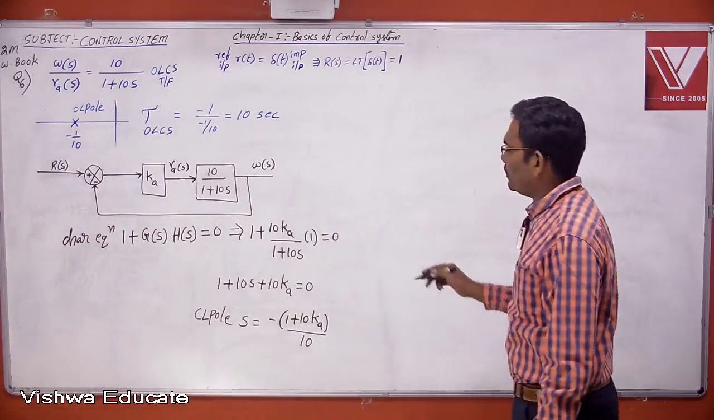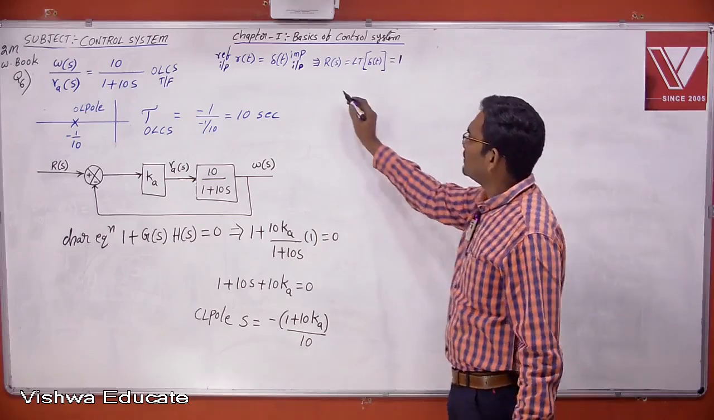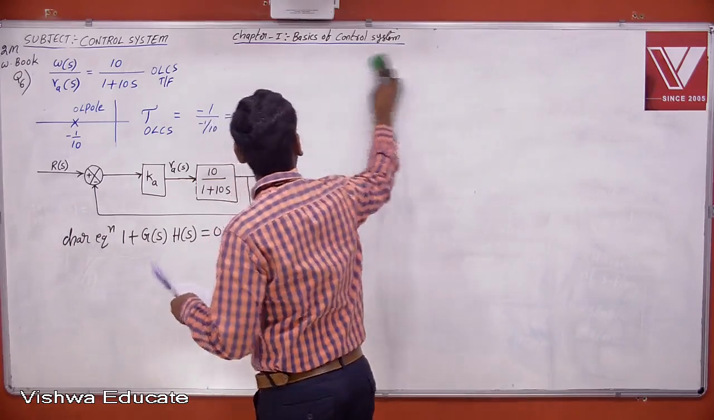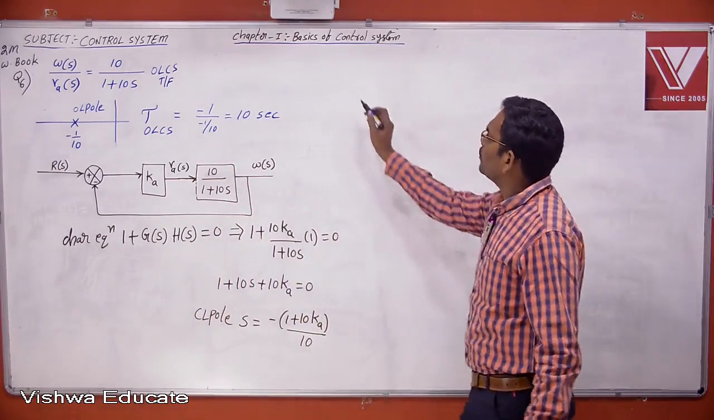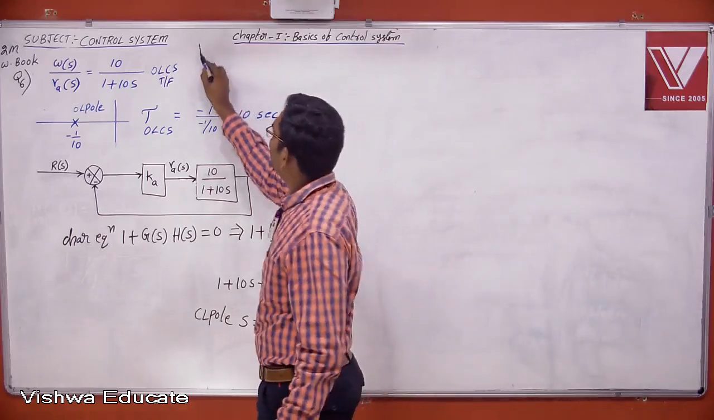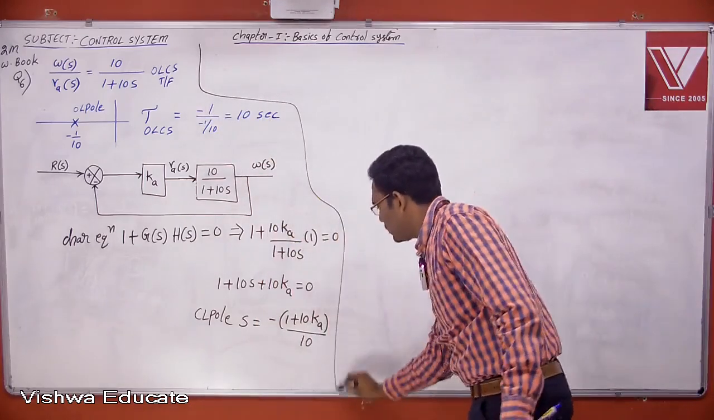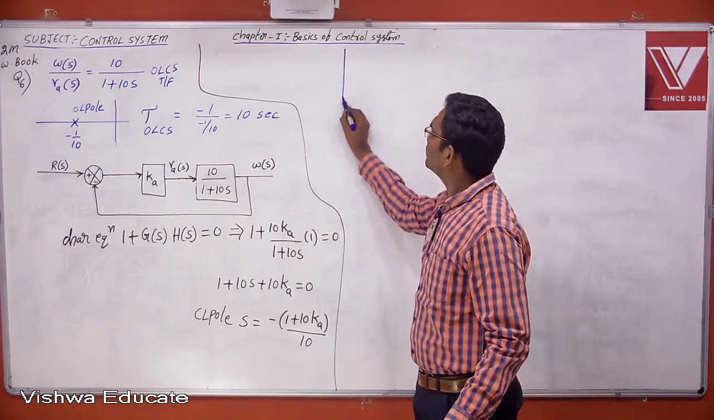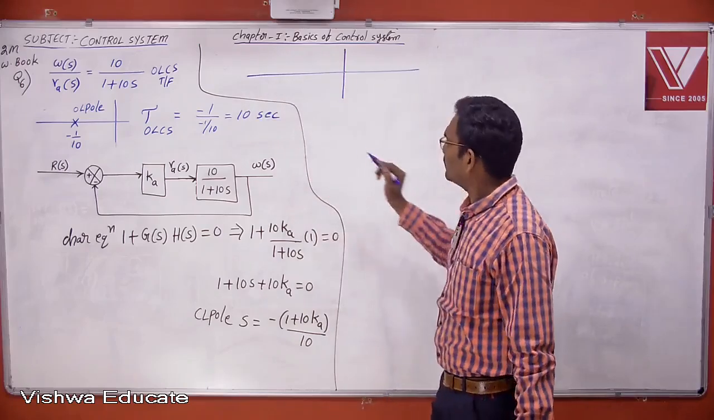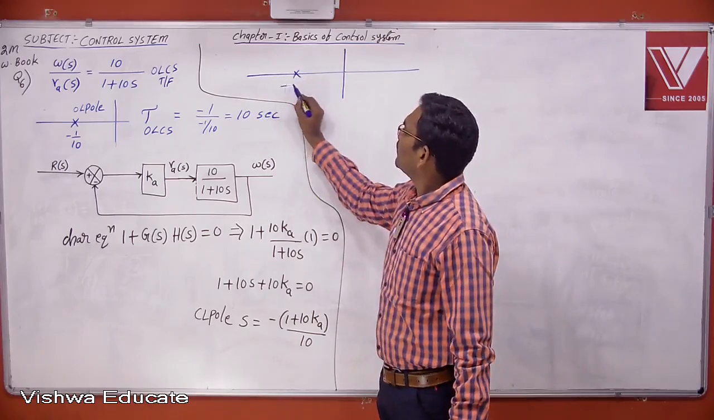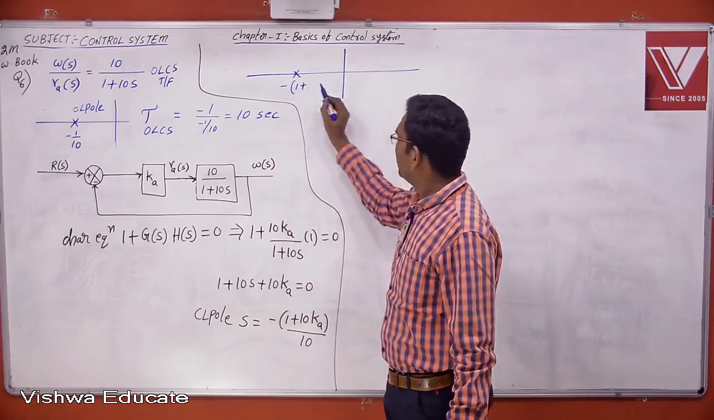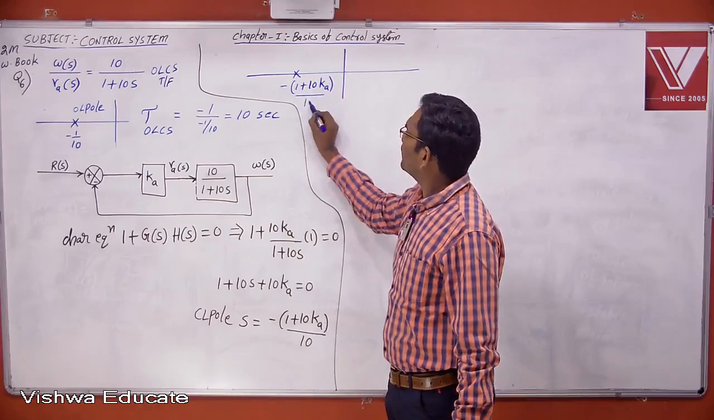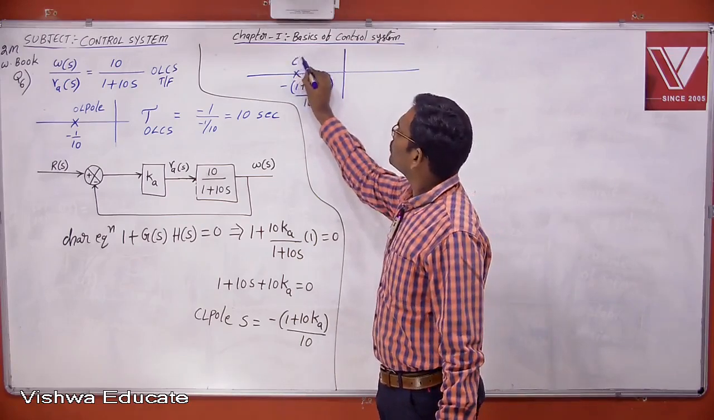Now where is the closed loop pole? This is the closed loop pole. Now we can easily find the time constant or not? Once you find the closed loop pole, locate the closed loop pole: minus of 1 plus 10 into Ka by 10. This is the closed loop pole.